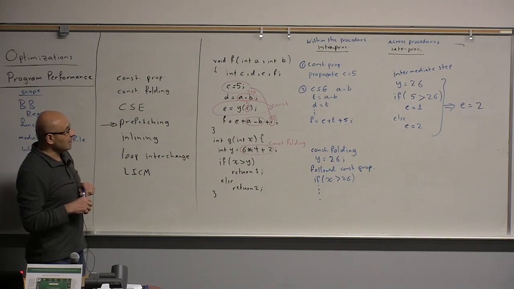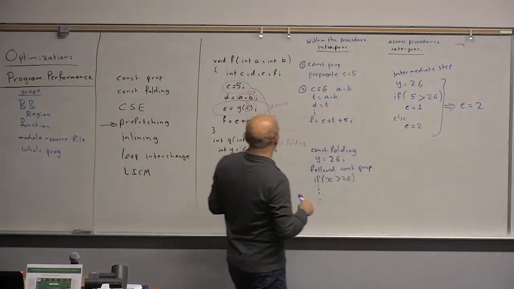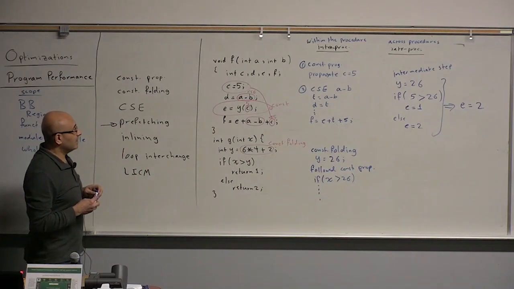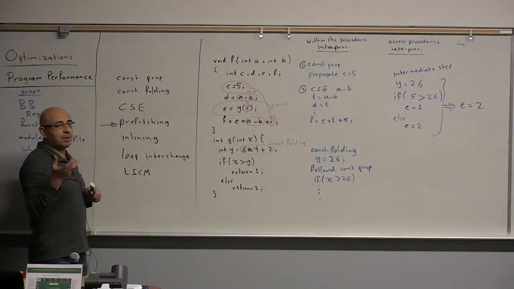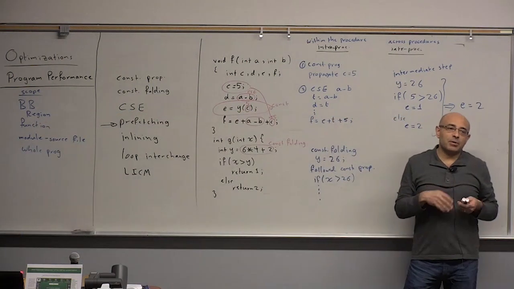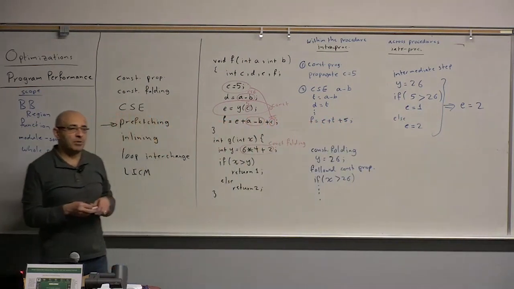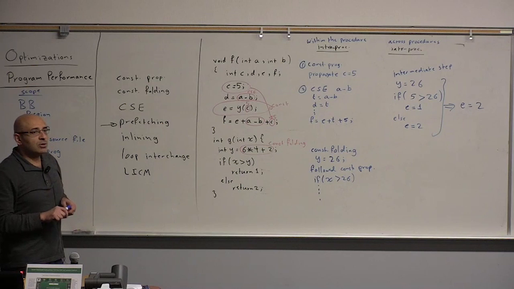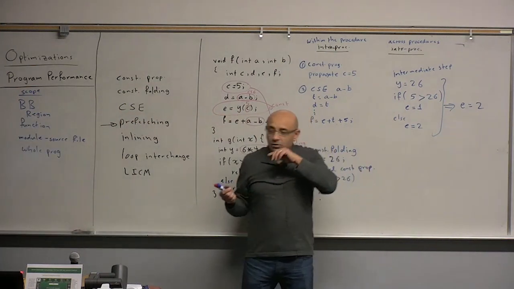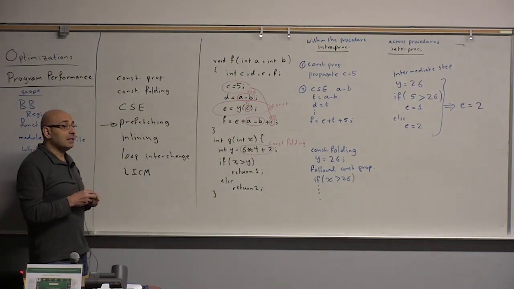Okay. So anything else? So after we do e equals 2, we can do constant propagation, right? And then constant folding again. Yeah. So in constant propagation and constant folding, you can do multiple passes because constant propagation can enable constant folding, and constant folding can enable constant propagation. So you can do multiple passes, but a real compiler will not do an infinite number of passes.